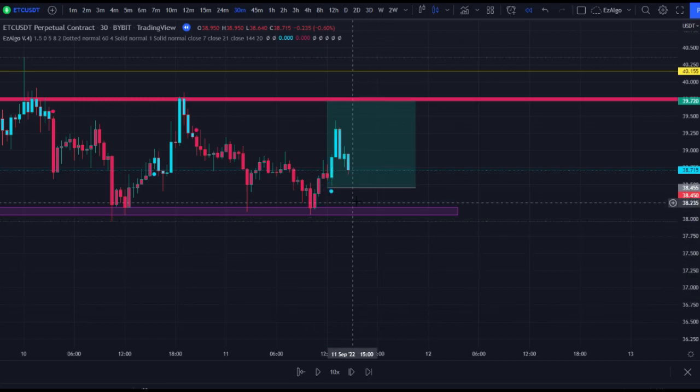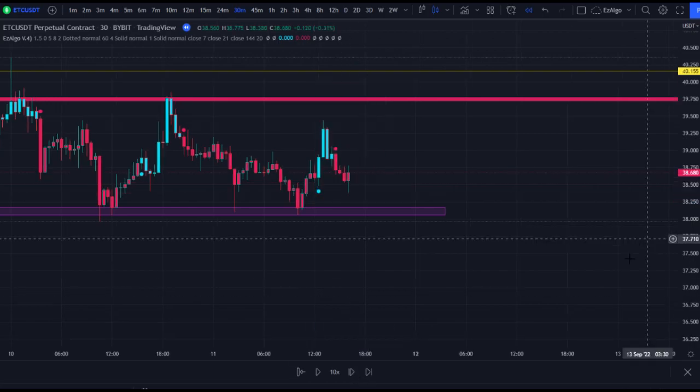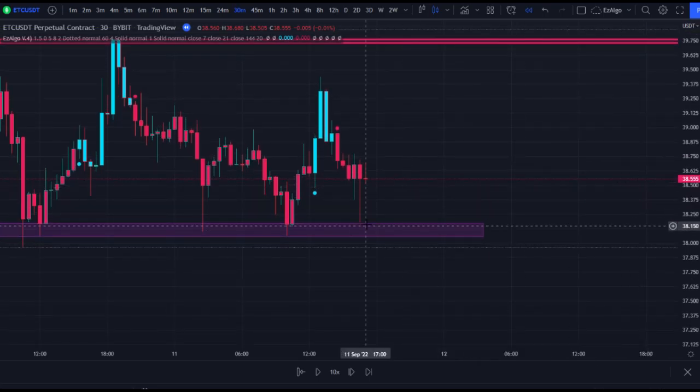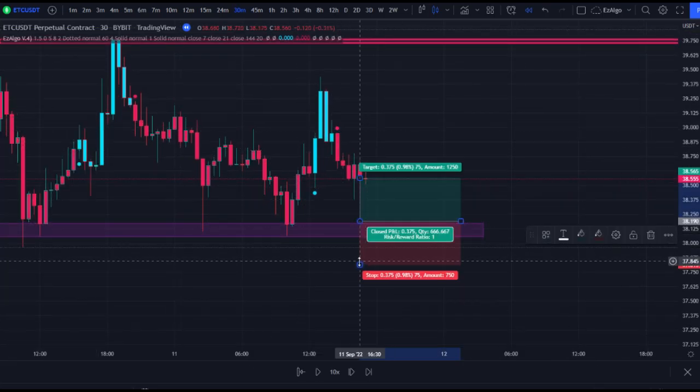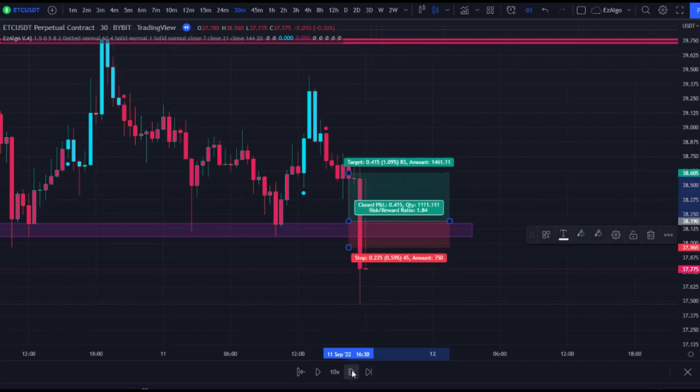You're already up around 1%. Let's see what happens. We got stopped out in profit, another winning trade. Look what happens. It comes down to the zone once more. Not sure if you would have got filled there, but if you did, look at that. That's already up 1%. Stop loss to break even, or slight profit.